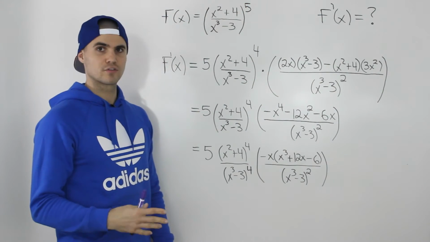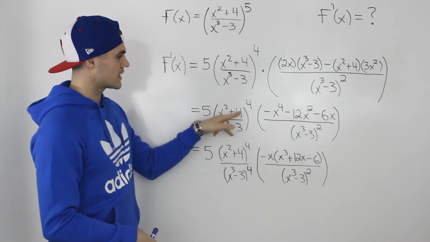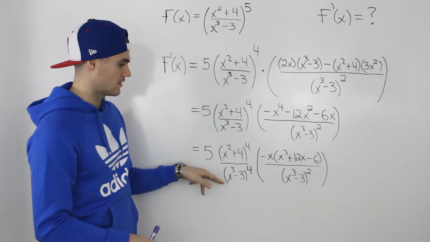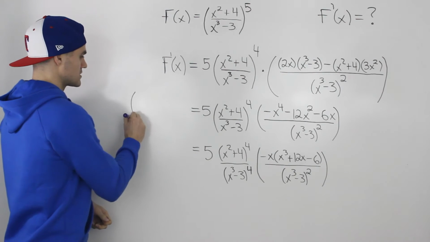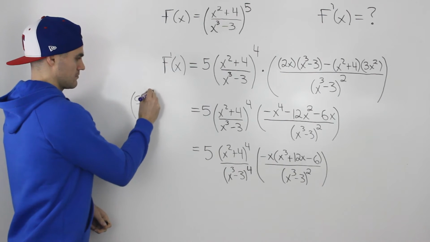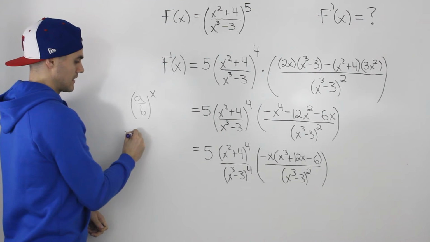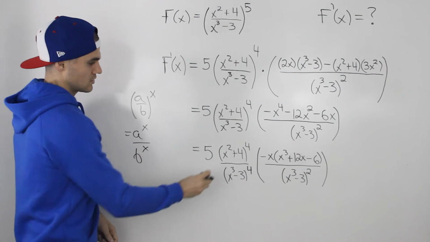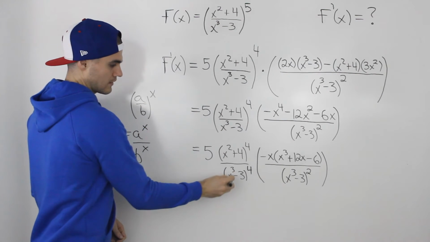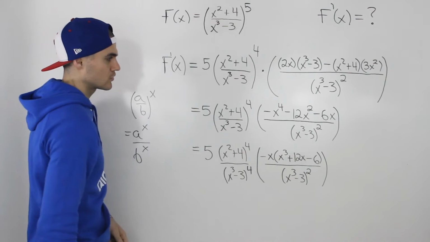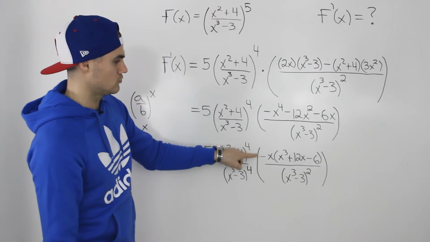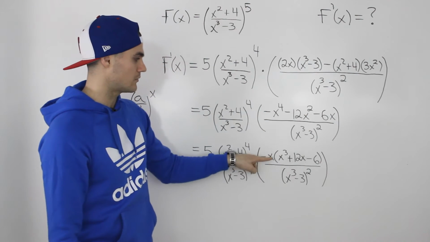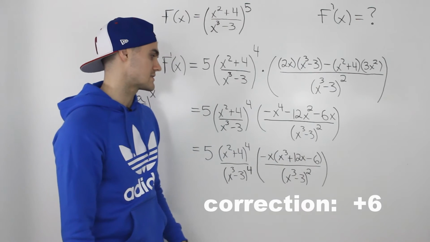So to simplify this even further, I'm going to do a couple of things. First thing I did was I distributed this exponent to the numerator and the denominator here, because if you remember exponent laws, if you have a fraction to the power of x, that's the same as the numerator going to the power of x and the denominator going to the power of x. So this x squared plus 4 is to the power of 4, and then this x cubed minus 3 is to the power of 4 as well. And then over here in the numerator, I just factored out a negative x from this expression here, and I'm left with x to the power of 3 plus 12x minus 6.